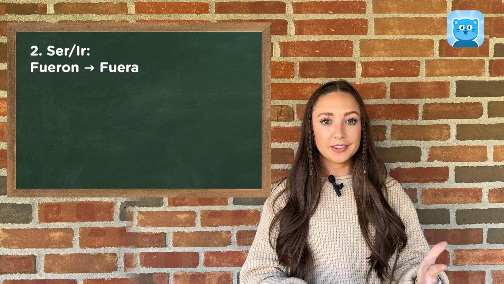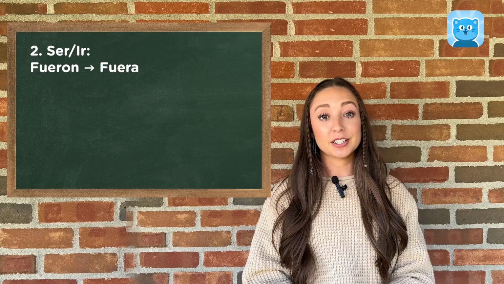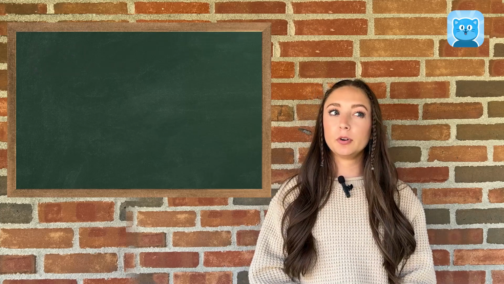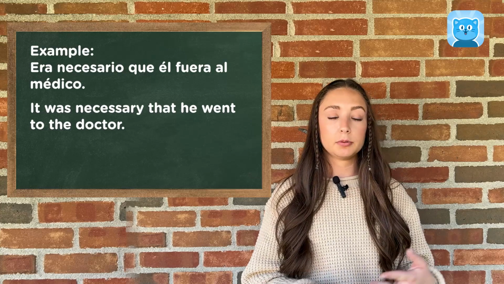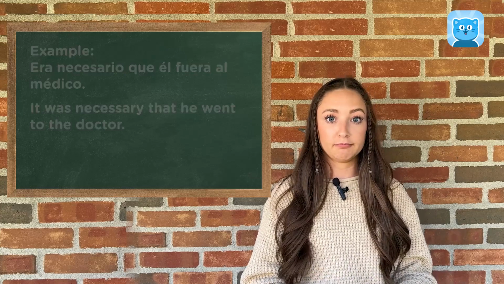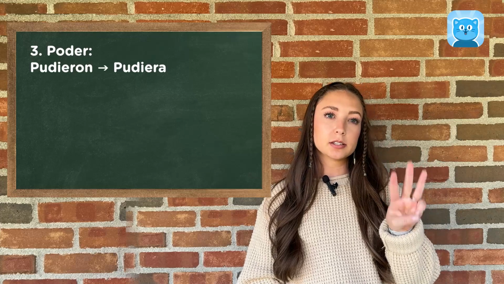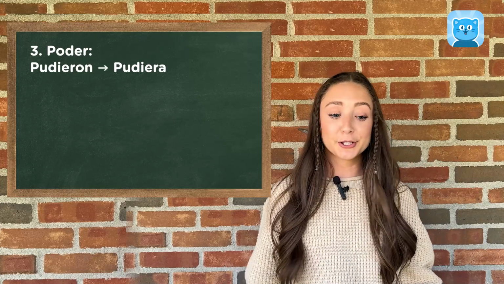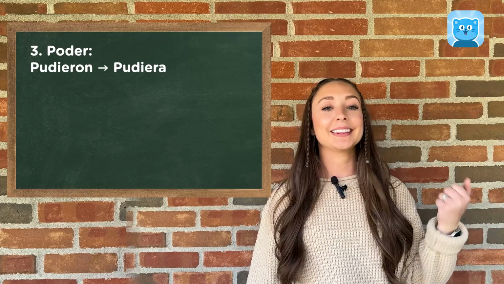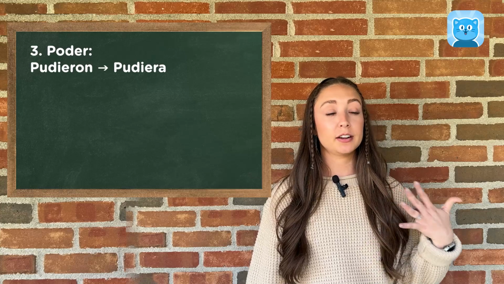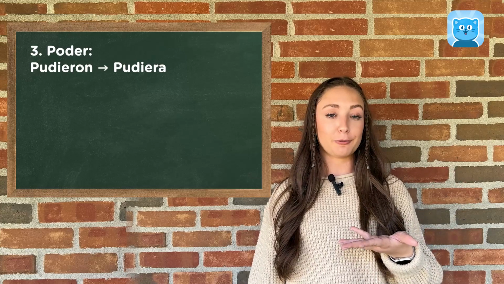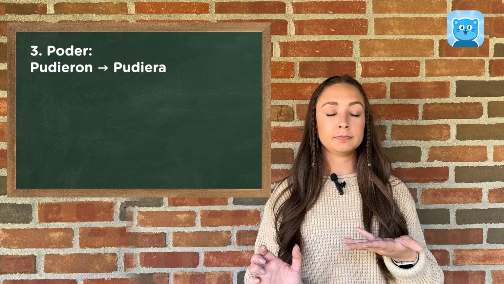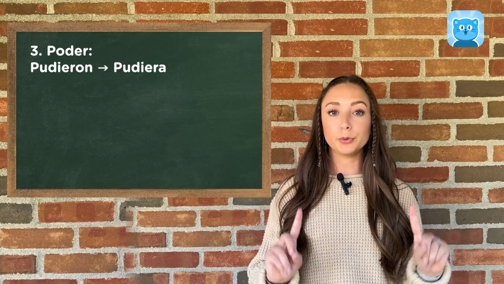So both of these, irregular in the past subjunctive, would be fuera. For example, era necesario que él fuera al médico. It was necessary that he went to the doctor. Y finalmente, número tres, poder. This one is also, as we know, irregular in the preterite tense. So instead of pudieron, that is the preterite tense, ellos form, take off the ron, it becomes pudiera.